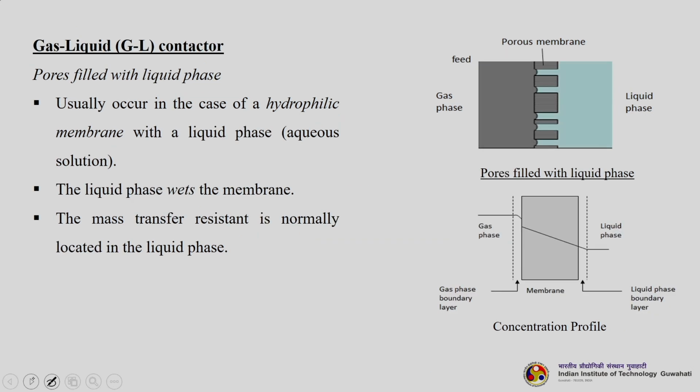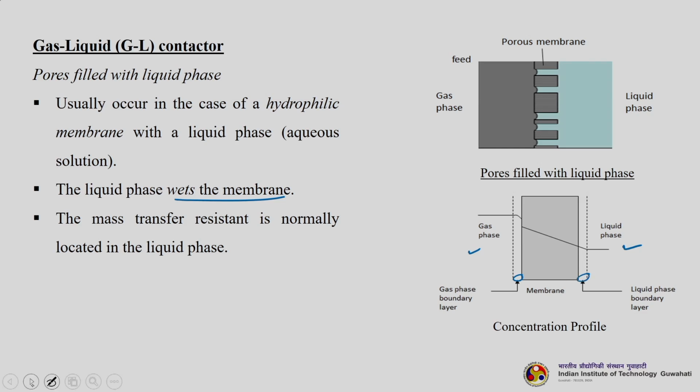Okay. In the second case, the pores are filled with liquid. To achieve that, we need a hydrophilic membrane, just the reverse of the hydrophobic one, with a liquid phase, obviously an aqueous solution. So, the liquid phase here wets the membrane. In the earlier case, the liquid phase was not wetting the membrane. The mass transfer resistance is again normally located in the liquid phase. You can see the same thing here: gas phase, liquid phase, membrane, gas phase boundary layer, and liquid phase boundary layer.